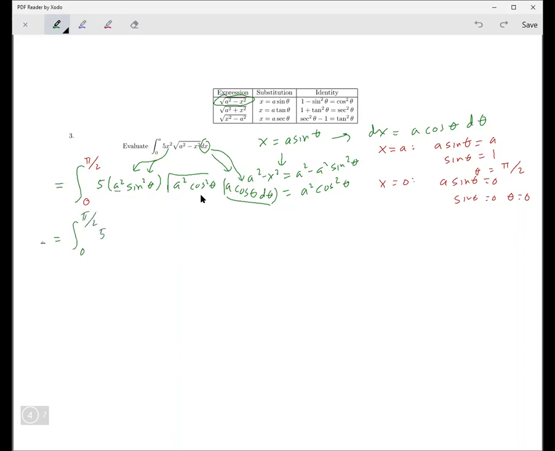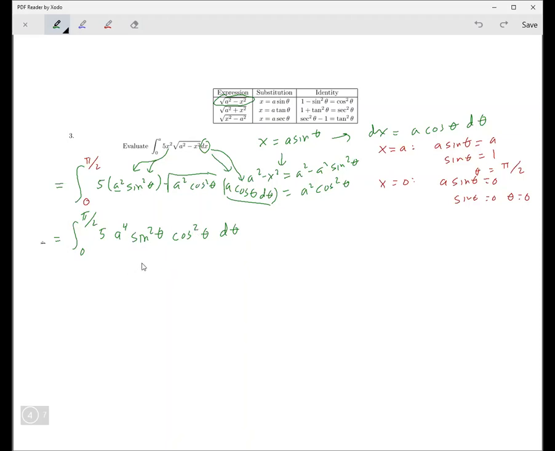We have an a squared. When you take the square root here, we'll have an a, and we'll have another a. So we're going to have a to the 4th. Here we have a sine squared. Here we're going to have a cosine, and here's another cosine. So we'll have a cosine squared theta.